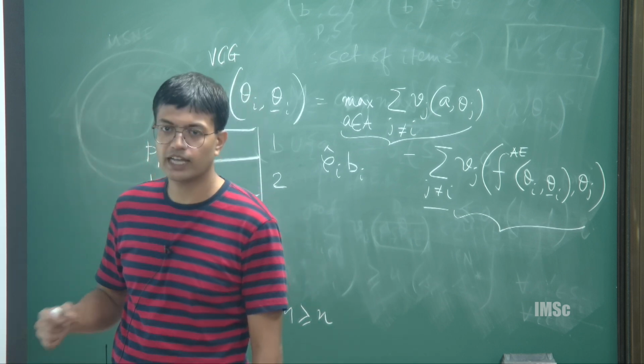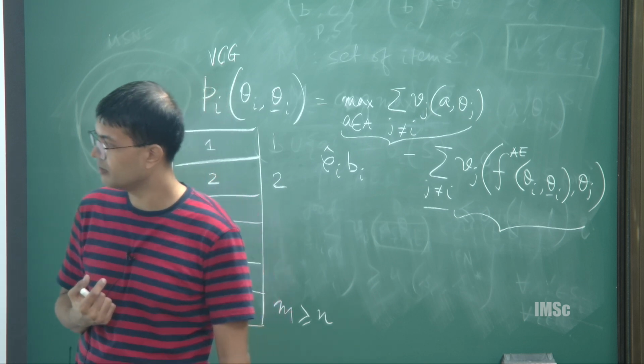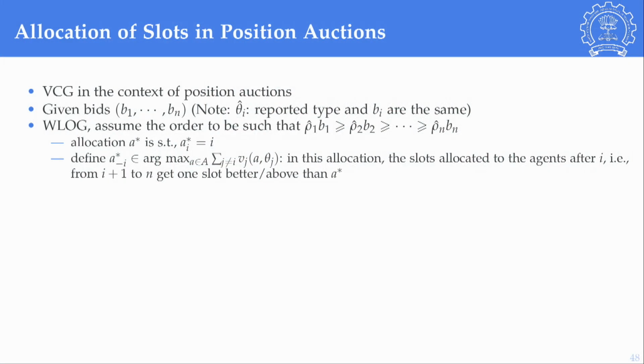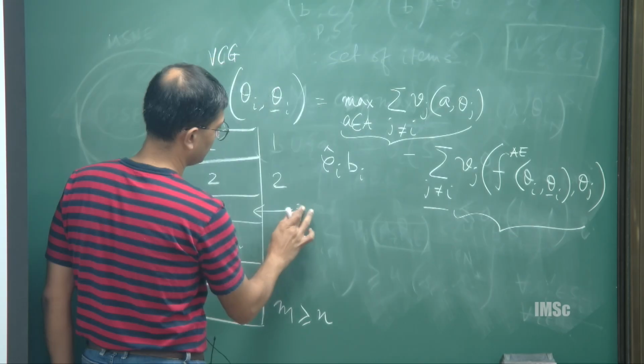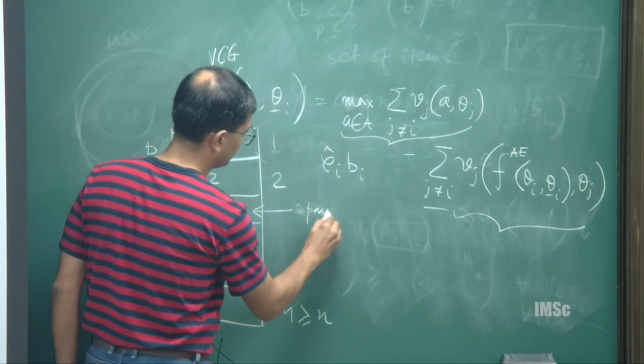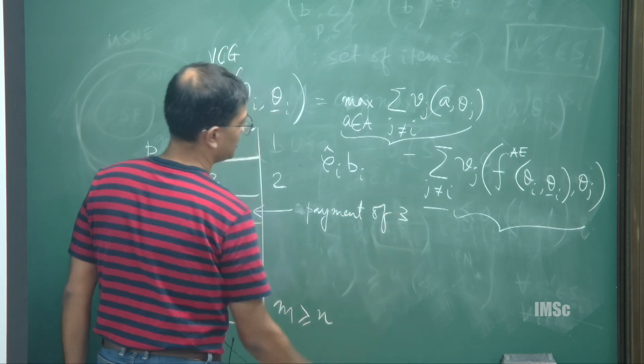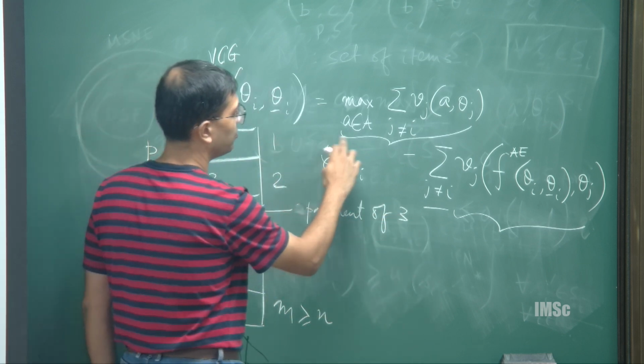Now, I will also have to calculate the payment. I am just using one small notation to look at the first component, but think about this first component, what should happen? Suppose I want to find the payment of this third agent here, so let us say the payment of 3. Using VCG, what should happen here?